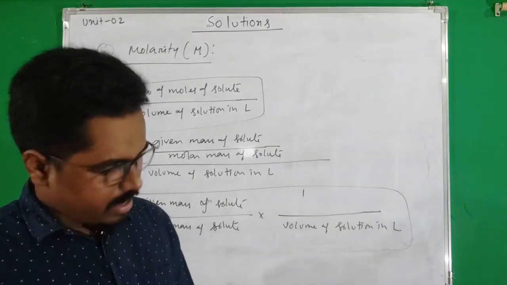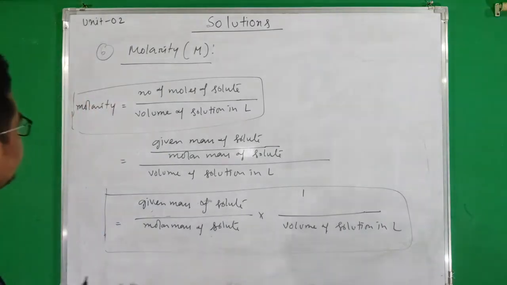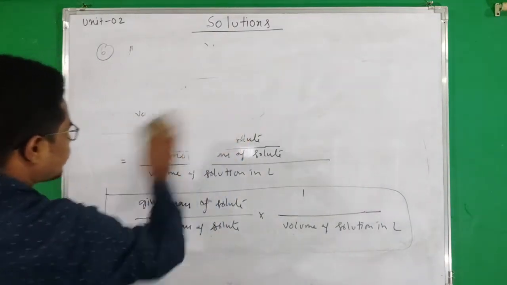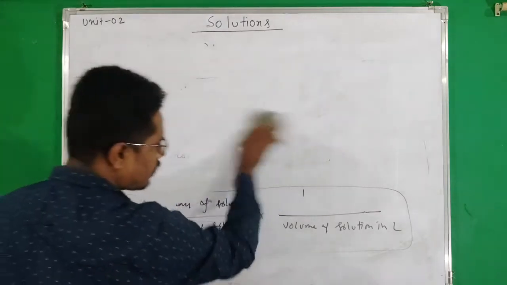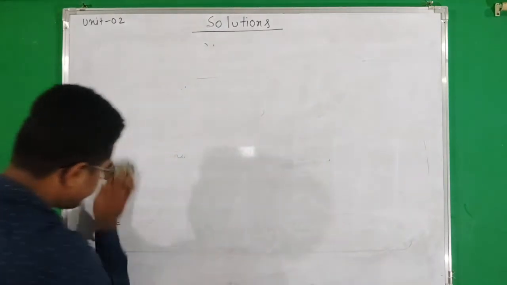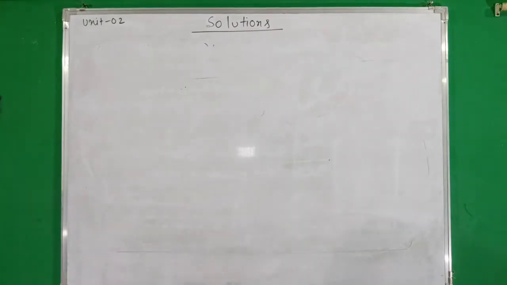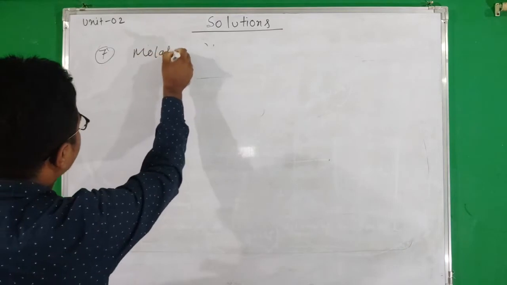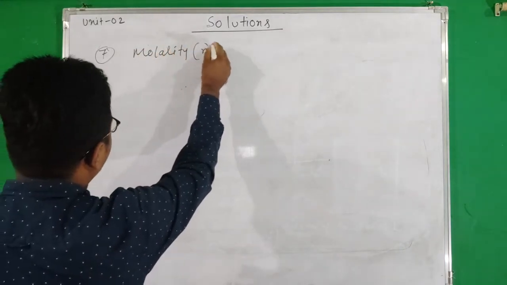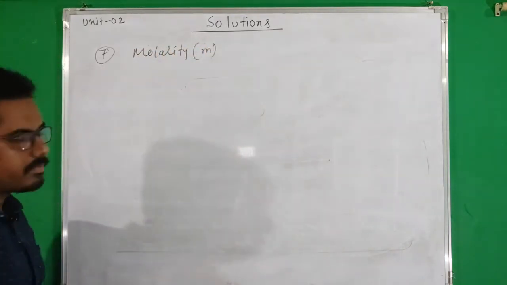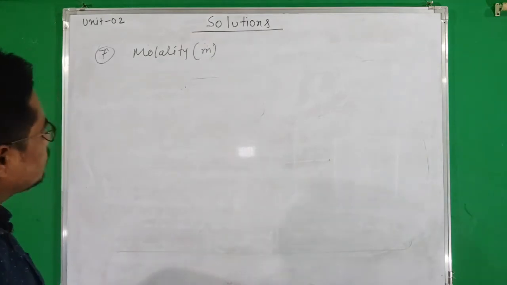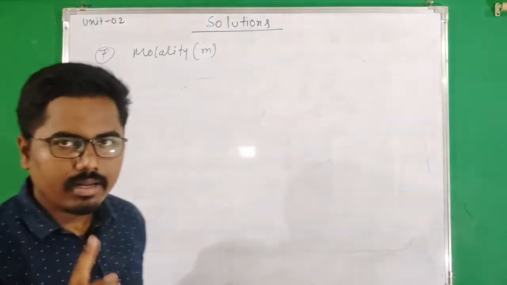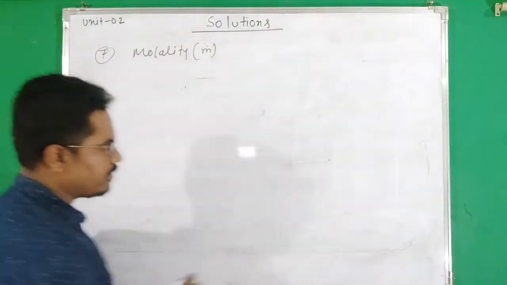After molarity, the next concentration term is molality. That is number 7, molality, and molality is represented by small m, and it is defined as the number of moles of solute present in 1 kg of solvent.